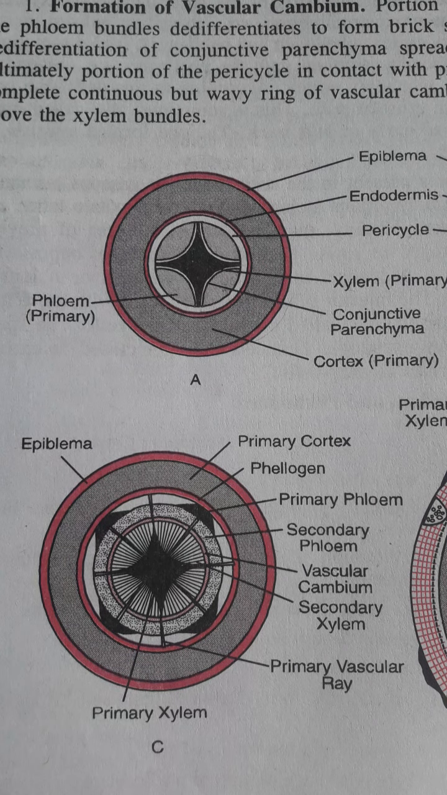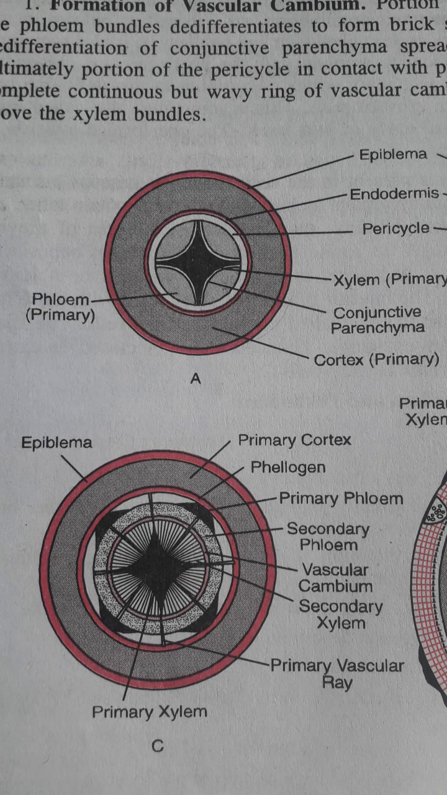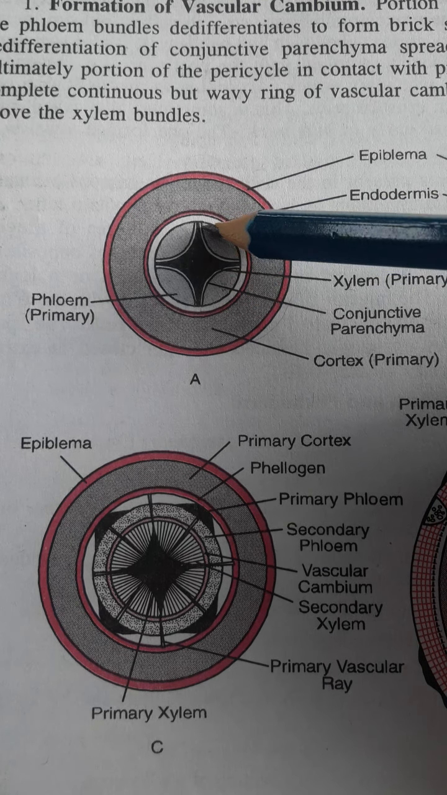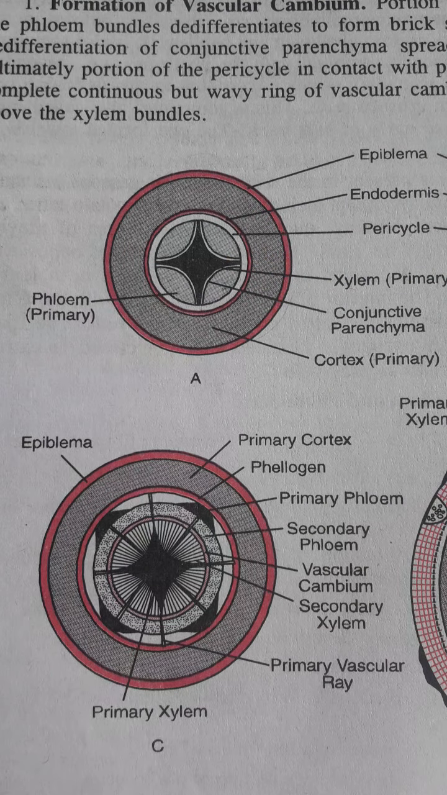Okay, now these vascular cambiums undergo division. That means this vascular cambium which is present here will now start dividing, and the division is bipolar. That means it will divide on both outer and inner surface and form the secondary phloem and secondary xylem. Now the cells which are formed towards the outer part are called the secondary phloem, and those which are formed towards the inner part are called secondary xylem.